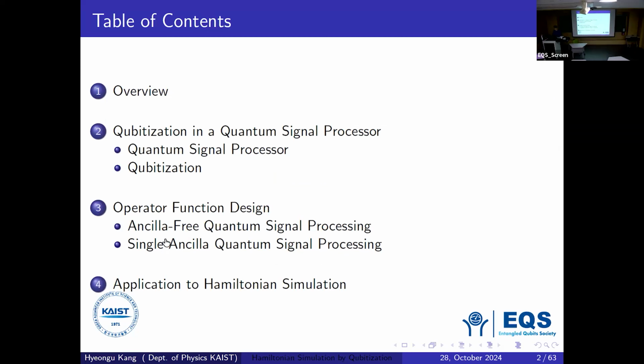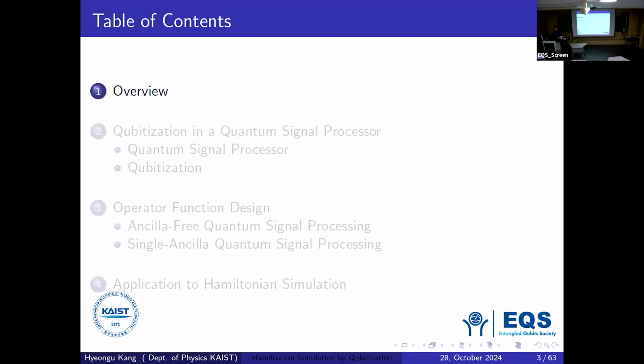I will just briefly talk about the overview. This paper wants to prove a theorem, and I will briefly tell what this theorem is, and then give some background things, just one or a couple of things. Then we go through what the qubitization and the quantum signal processor are that this paper is talking about, and then how the authors designed the operator function, and lastly how these are related to the Hamiltonian simulation.